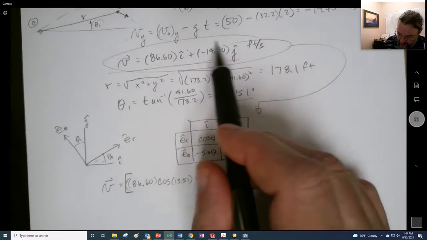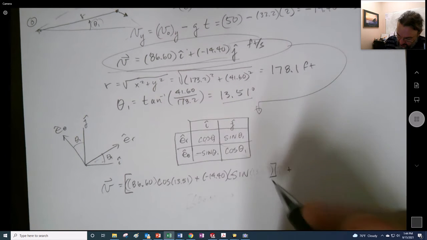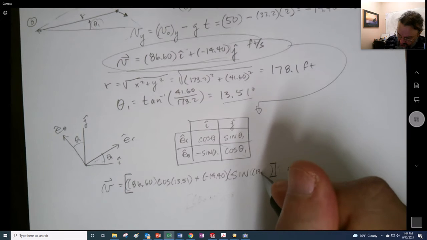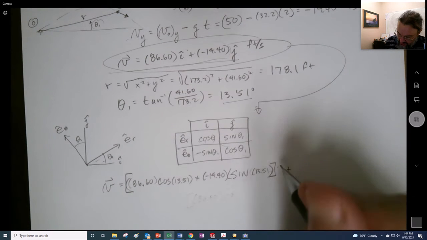We've got to go the 86 I right here. Then we have to take this J and go right there. So it's going to be a positive sine, right? Positive 13.51, right? Did I do that correctly? Yeah, because I want ER.